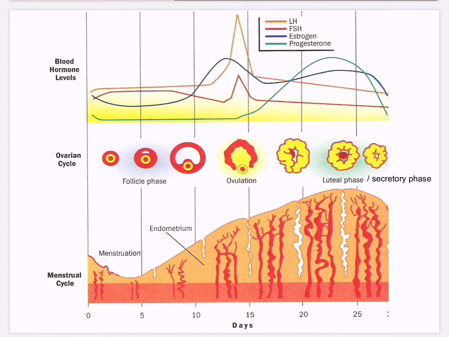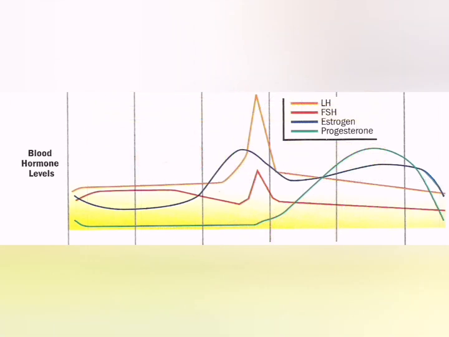The changes in the concentration or the blood levels of the 4 hormones we just learnt about can be shown in a graph like this. So the color coding is given there, so you will probably not be asked to draw a graph like this, but you will be asked to actually identify them on a graph, and it's pretty simple.